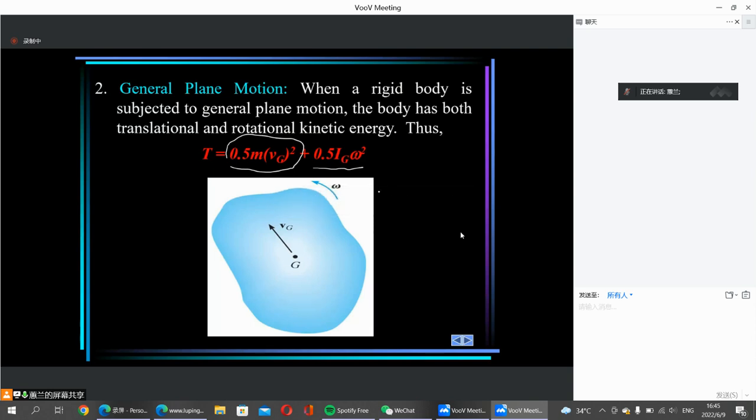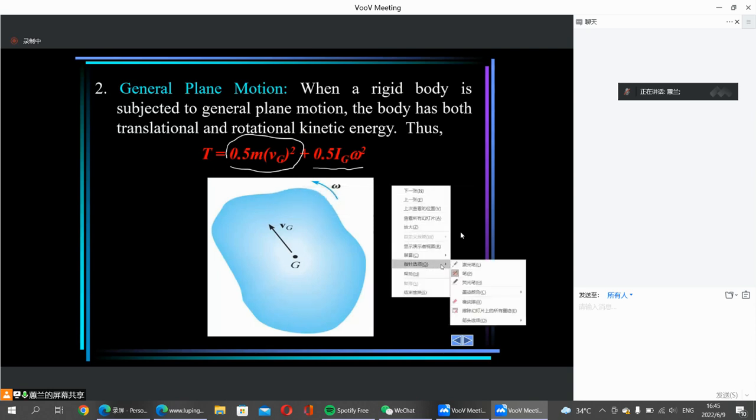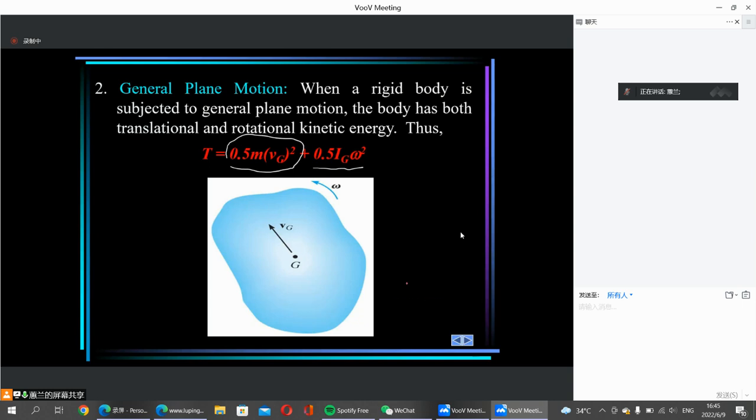Rotational kinetic energy, when we try to memorize the rotational kinetic energy, never forget to match the variables for translation to the variables for rotation.